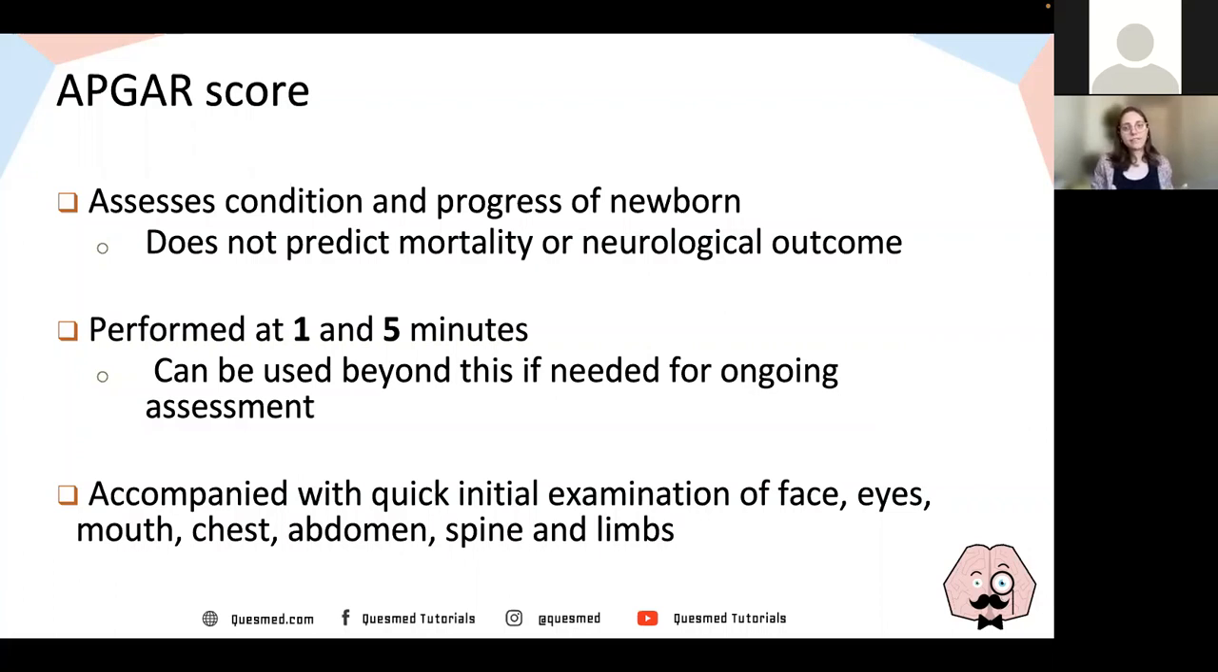It's a score of 0 to 10, and a score of 7 and above is a good score. Sorry, I shouldn't have said 13, it's up to 10, but a score of 7 to 10 is normal. It doesn't actually predict mortality or neurological outcomes, but it is a quick screening test to assess whether a baby needs resuscitation or any further interventions soon after birth. You usually accompany this by checking the baby over and having a very quick overview to make sure there aren't any obvious abnormalities, any congenital anomalies that jump out immediately.